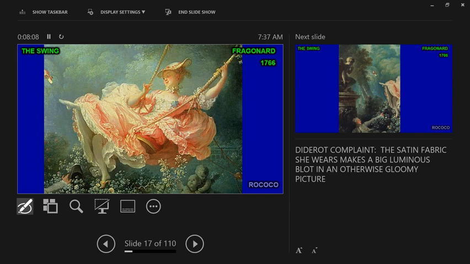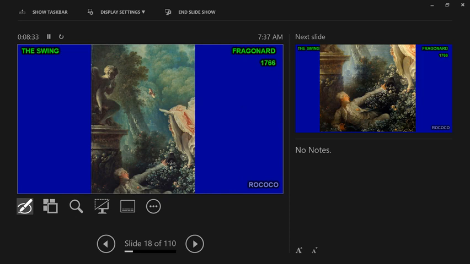So when I took my 18th century art class, I read a review of this painting from an art critic at the time. And I just love what it says here. By the way, this art critic hated this picture. He says, the satin fabric she wears makes a big luminous blot in an otherwise gloomy picture. I love that quote. All right.